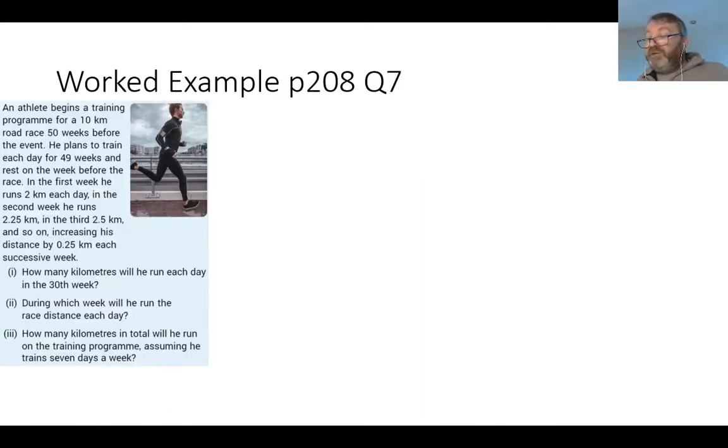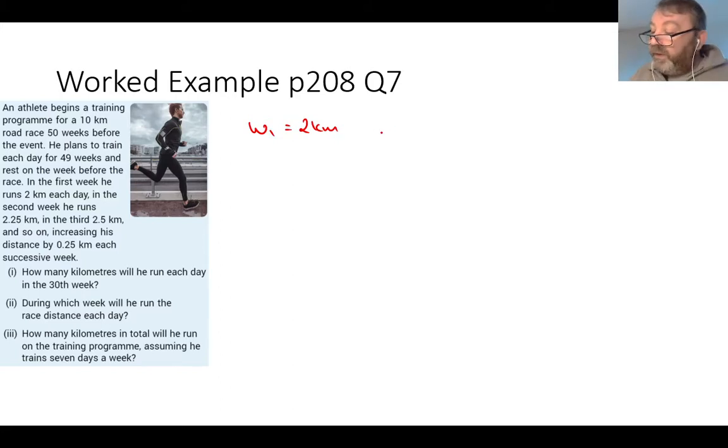Okay, let's take this worked example here from page 208, question 7. An athlete begins a training program for a 10-kilometer road race 50 weeks before the event. He plans to train each day for 49 weeks and the rest of the week rest on the week before the race. In the first week, he runs 2 kilometers every day. Okay, so week 1, he runs 2 kilometers.